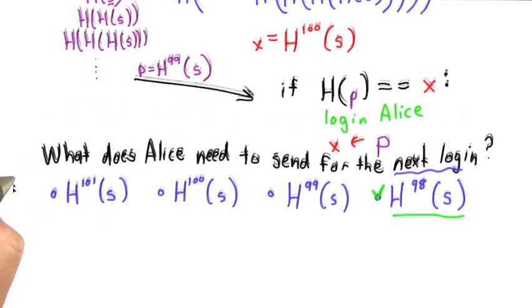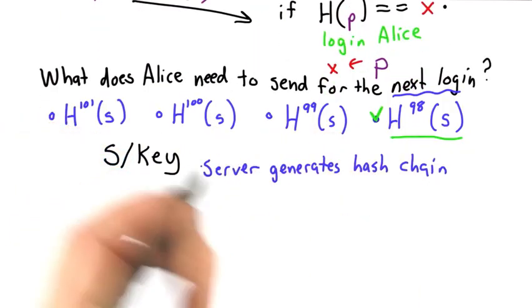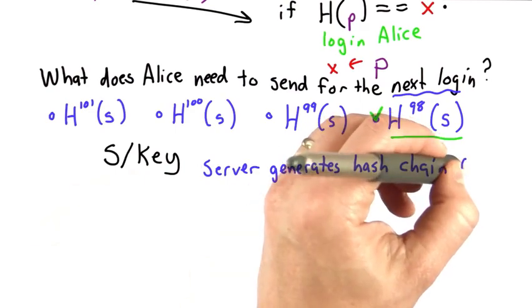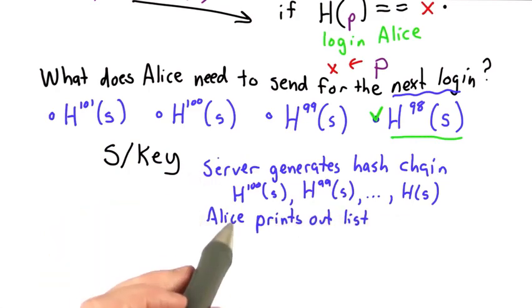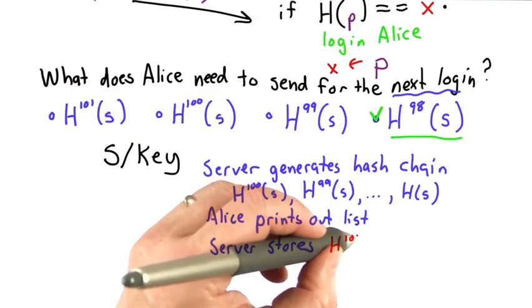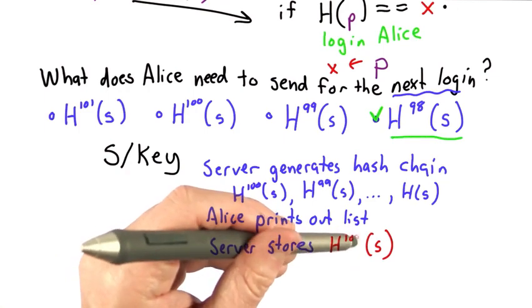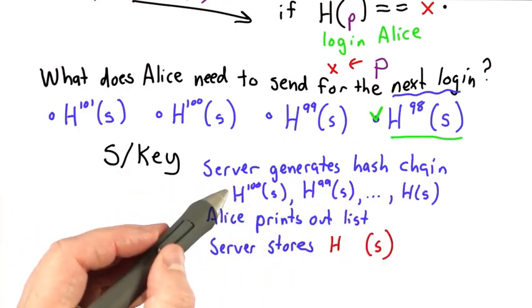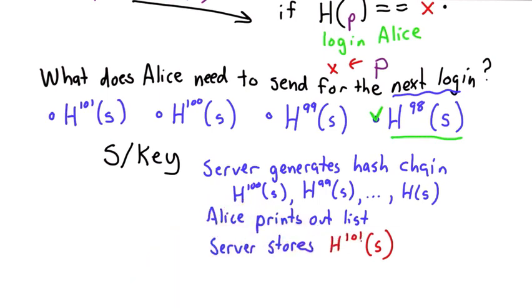So what I've described is what's known as the S/KEY password system. And the way S/KEY would work, the server would generate the hash chain. Let's say there are 100 entries. Alice would print these out in a list, and they would be turned into strings that are easier to type than pure bit sequences. The server would store the last entry in that hash chain and nothing else. And so what's stored in the server could not be used to log in. The list that Alice has could be used. And I should correct this: if Alice starts with H100 as the first thing in her list, what the server should actually store would be H101.